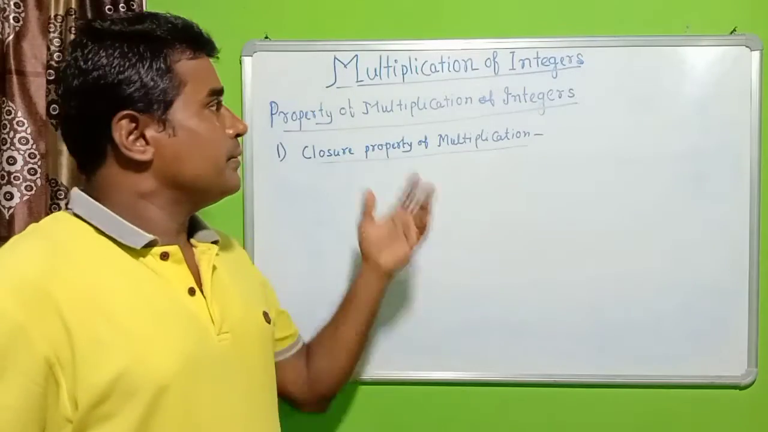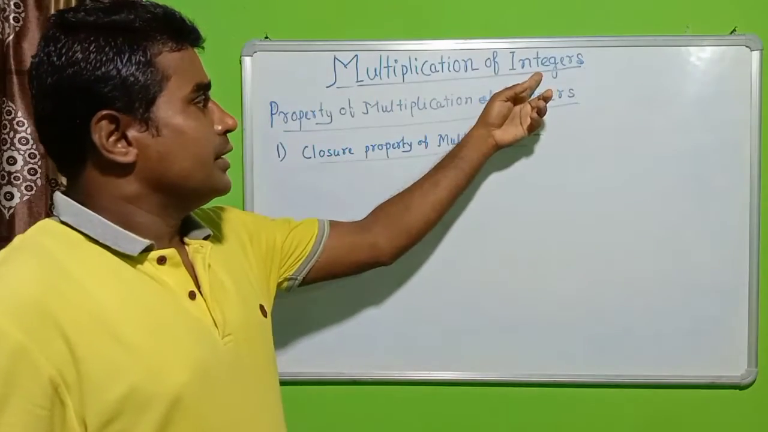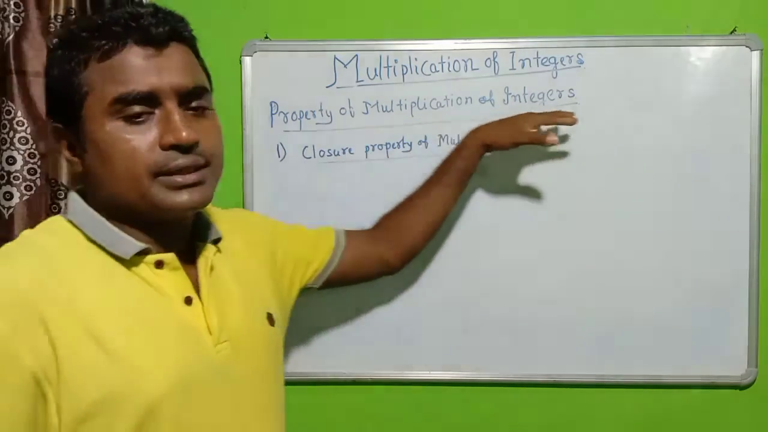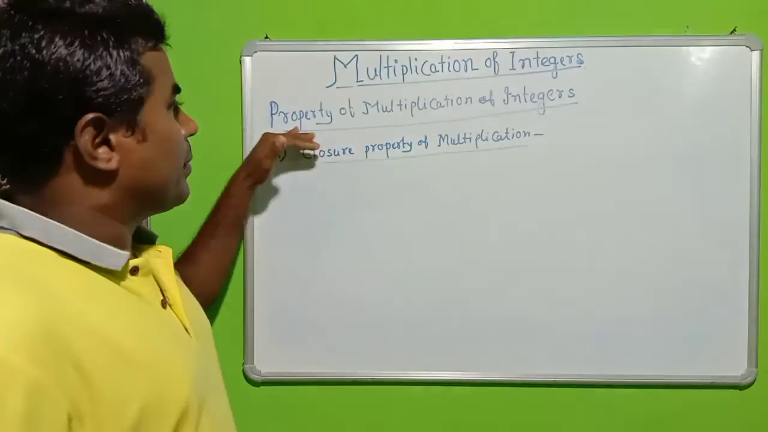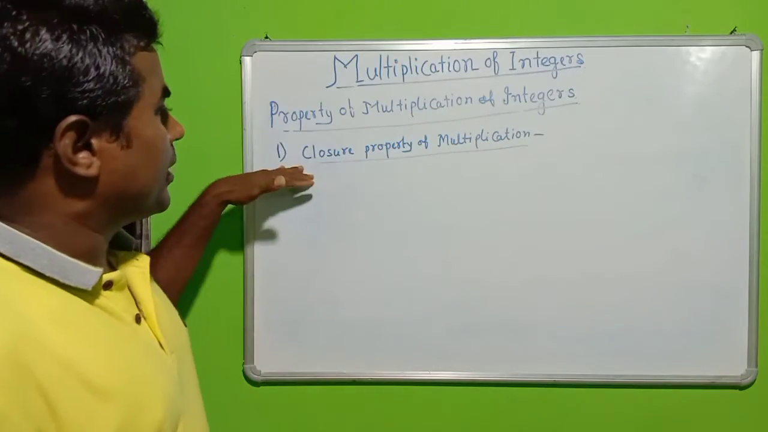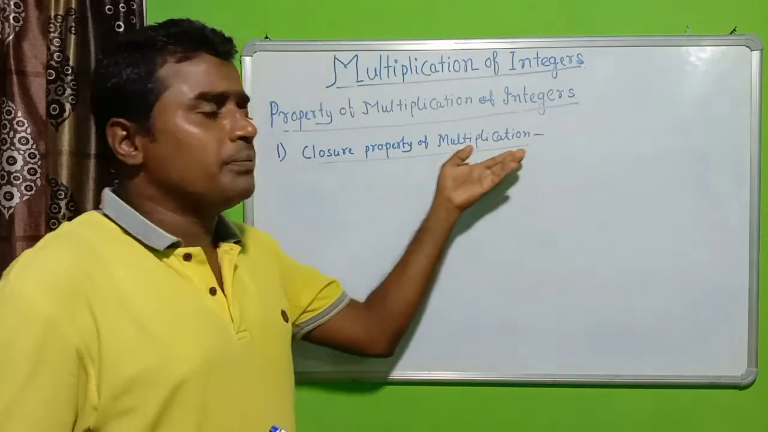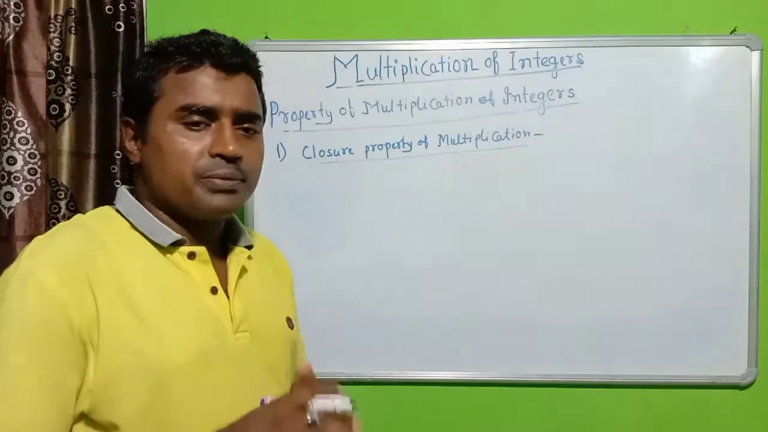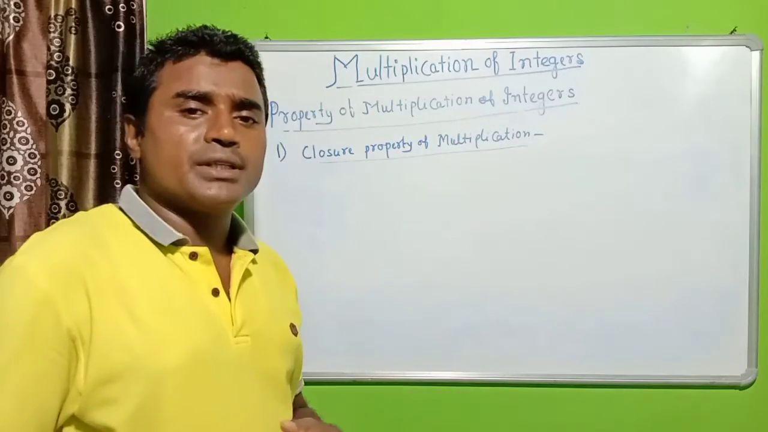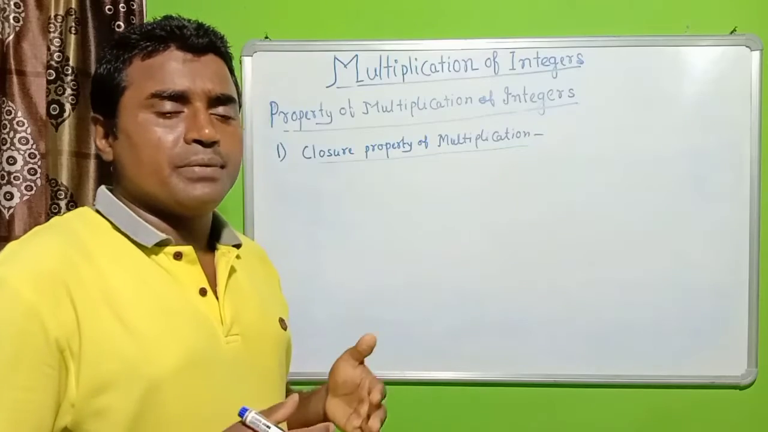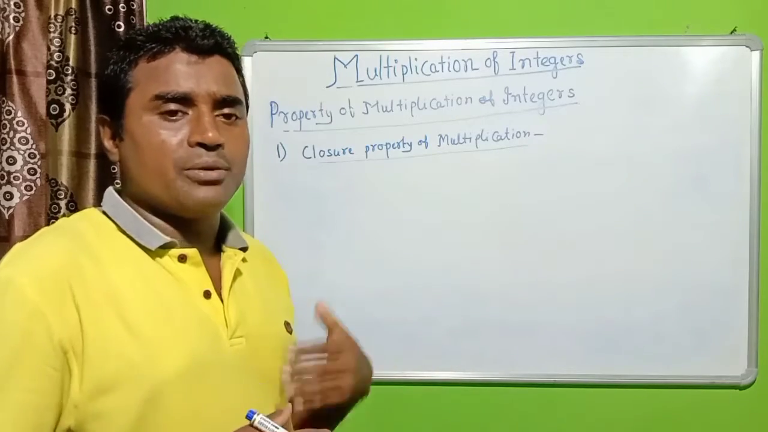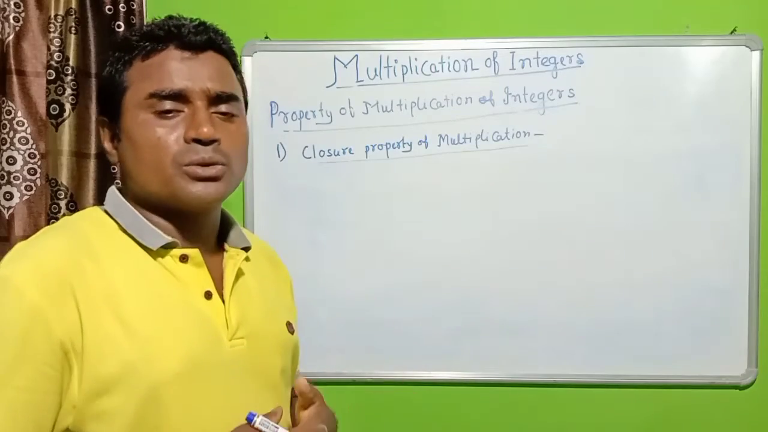So student, multiplication of integers. In multiplication of integers, first we have to read about the properties of multiplication of integers. The first property is the closure property of multiplication of integers. In the closure property, we get that the product of two integers is also an integer. That means when two integers are multiplied, the result is also an integer.